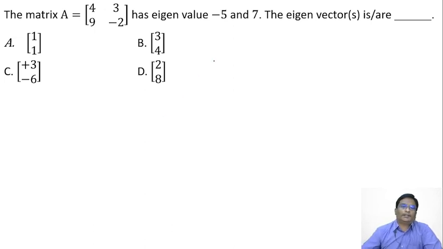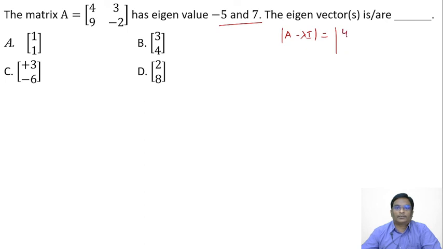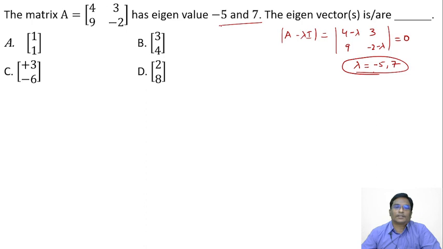Even if they had not given the eigenvalues, we can write: determinant of (A minus lambda I) equals 0. Here, this is 4 minus lambda, 3, 9, minus 2 minus lambda. Substitute, determinant equals 0, then you'll get two values, minus 5 and 7. These are the eigenvalues. They already gave this one.